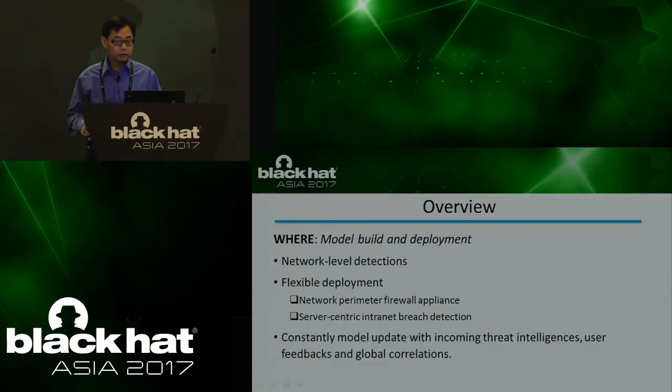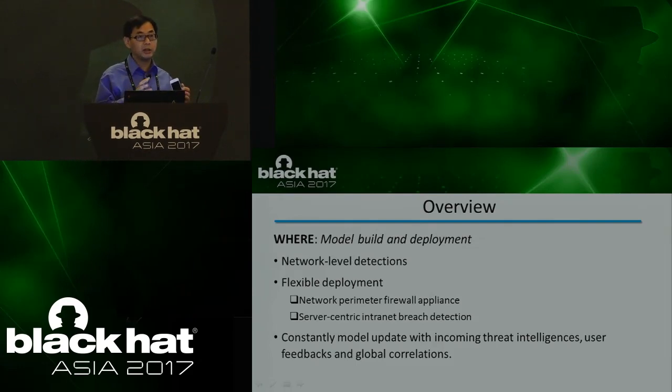Okay. Next, talking about where we can deploy, where we can build. Basically, we can deploy as a perimeter, integrated with a firewall appliance, and also we can do some kind of server-centric deployment inside your network. We can deploy close to your servers and do the protection around the server. So our model is built offline, but we can also do it in the cloud and do the periodic update.